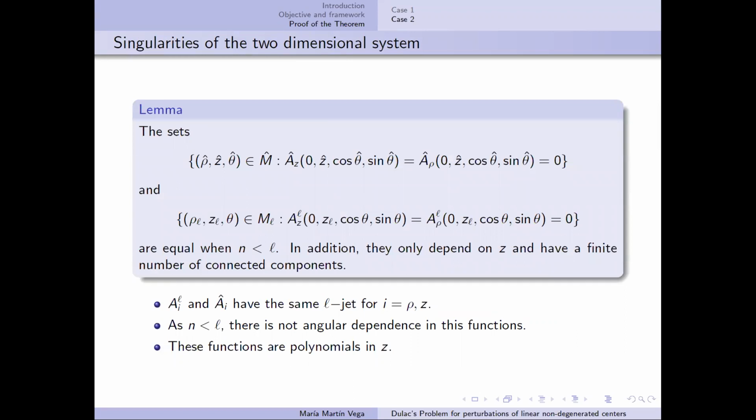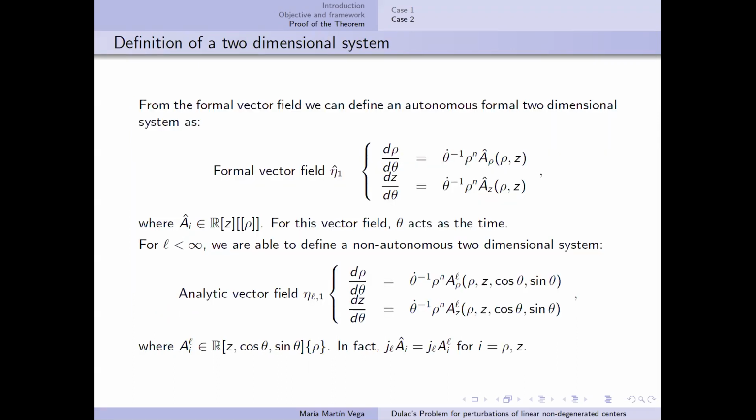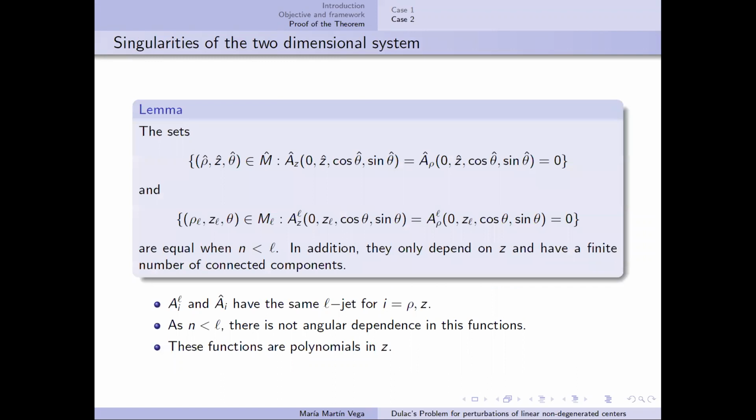So now our first small result here is, considering L to be large enough, larger than N, and rho being the common factor in both functions, the sets of singularities are the same. And in addition, they only have a dependent set and have a finite number of connected components.